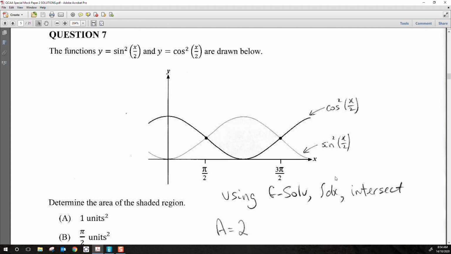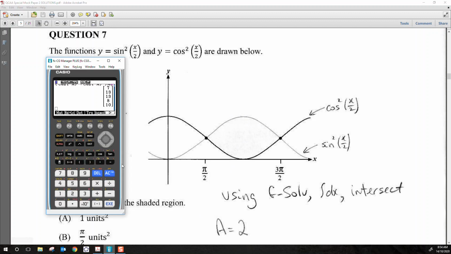This is a good one. We have the function sine squared x over 2 and cos squared x over 2. They're drawn for us here. Determine the area of the shaded region. It's not terribly clear, but the shaded region is this part in here. It didn't scan very well. So what did I do? Well, the first thing I did was go to my graphing app. It's a tech active question.